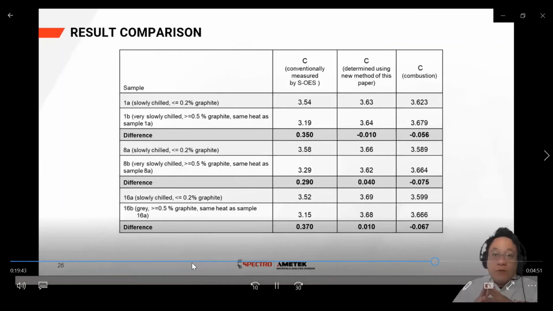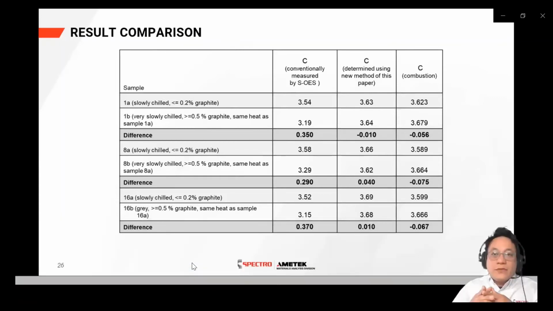For sample 1A, we can see a difference in carbon of approximately 0.1% between the conventional method with Spark OES and the advanced method. The advanced method is giving the same value as the combustion analyzer. The deviation for sample 1B with higher content of free graphite is even larger. As can be seen, the advanced method is presenting a value very close to the combustion analysis. The picture is similar for the next two examples. The conventional Spark OES is showing a carbon value which is too low, and our advanced method calculates values comparable to combustion.